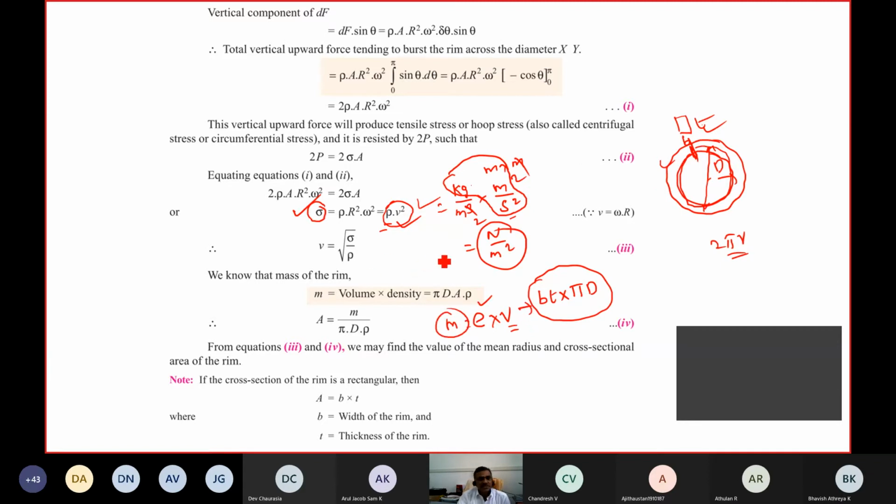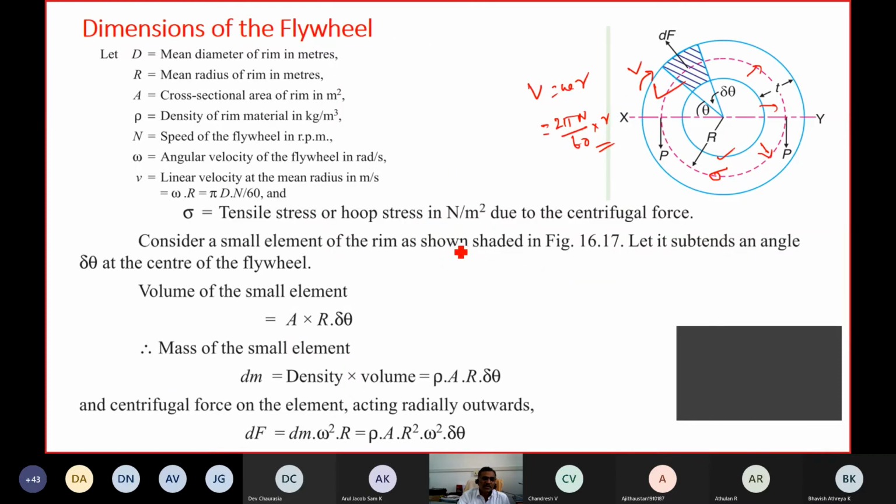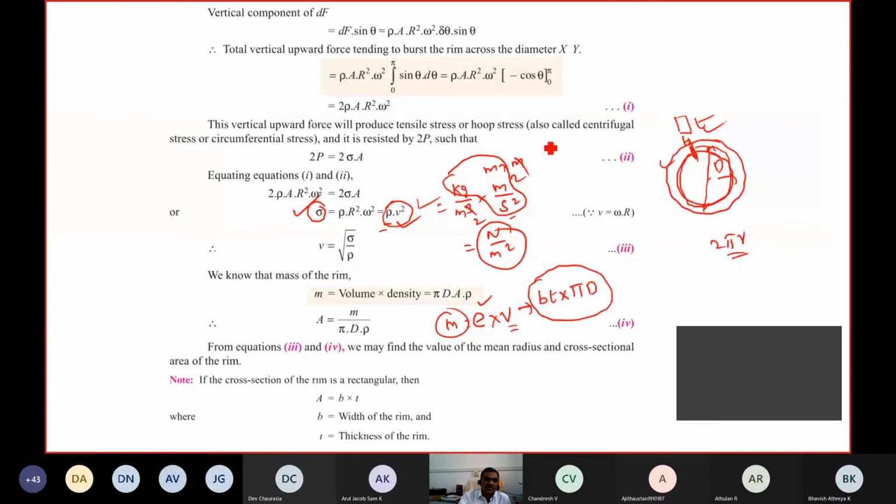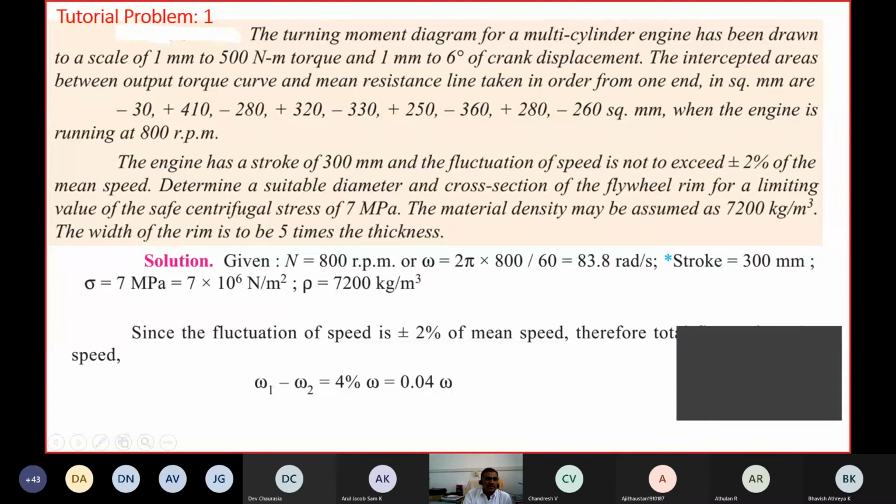So these are some of the equations you must remember: N1, N2, omega 1, omega 2, velocity V equal to omega into r, CS, fluctuation in speed, fluctuation in energy, work done per cycle, delta E, sigma, that is stress, and the relation between mass and density. All those things you must know to solve problems, right? Now you see this problem.